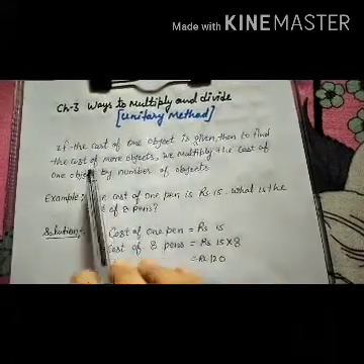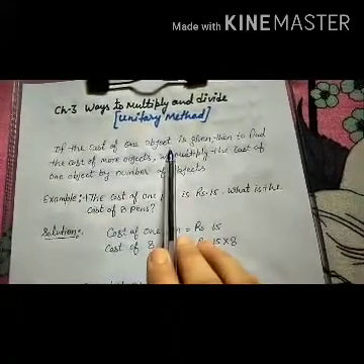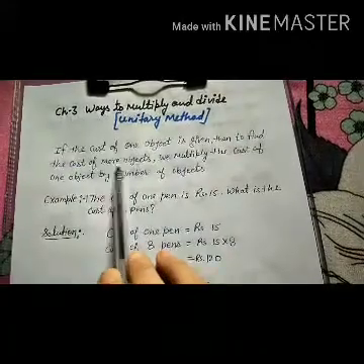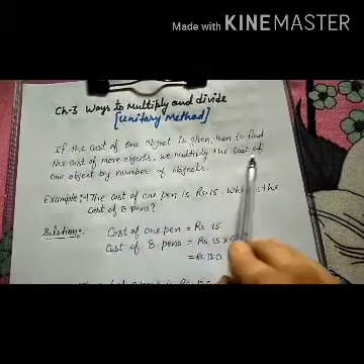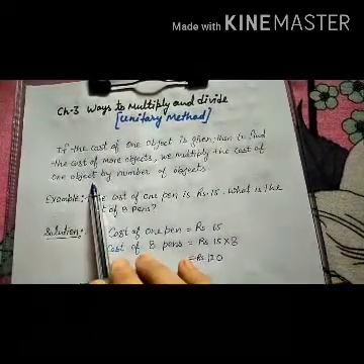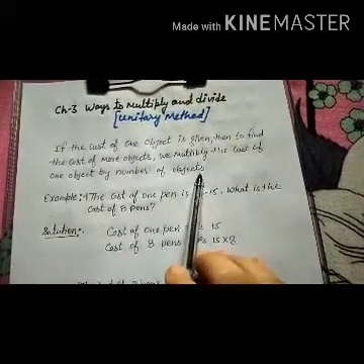Dear students, if we have the cost of one object and we need to find out the cost of more objects, so what will we do? We will multiply the cost of one object by the number of total objects.